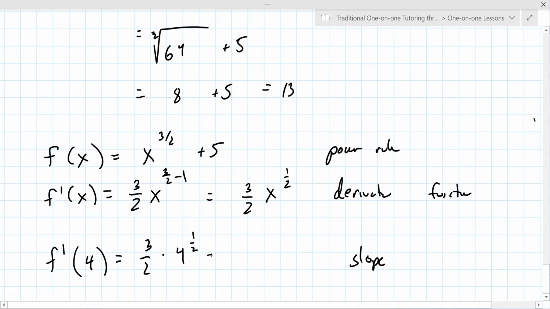Yeah. 4 to the 1/2 power is the square root, so 2. So this is 3/2 times 2, which is 3. Okay, so it's really 2 questions.